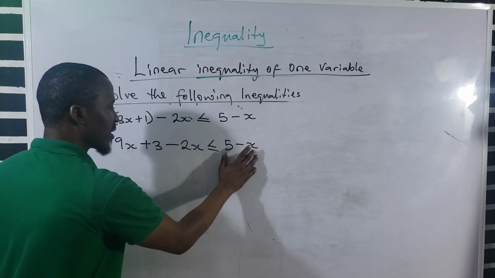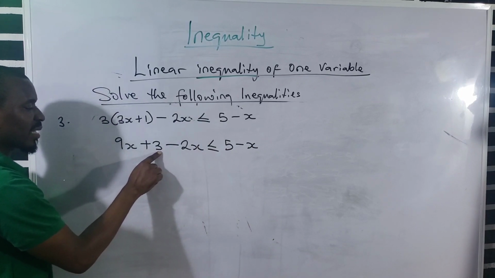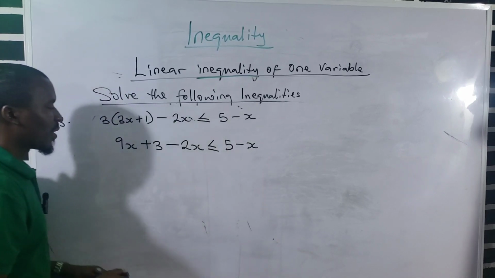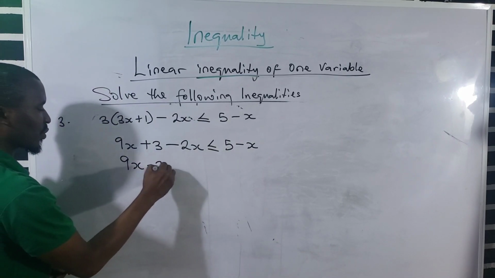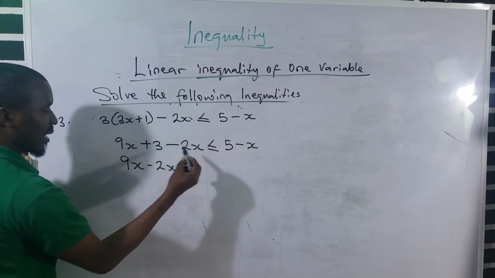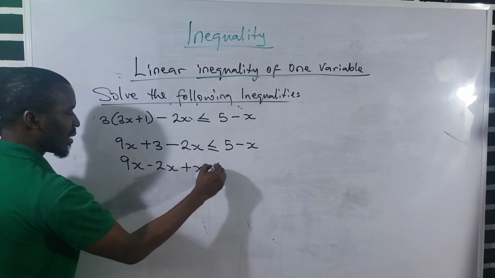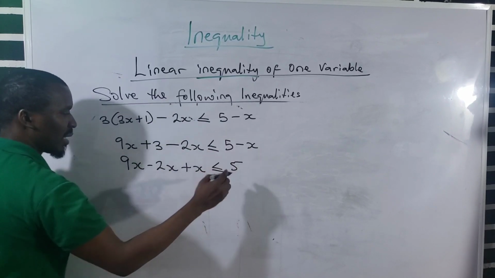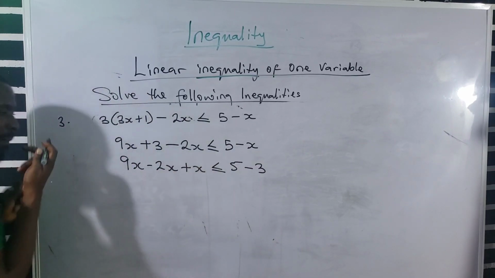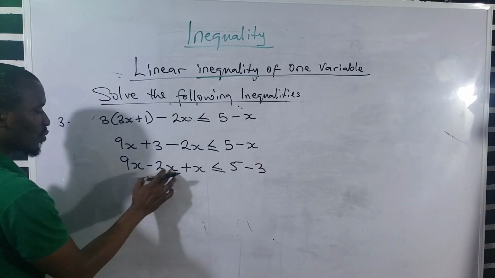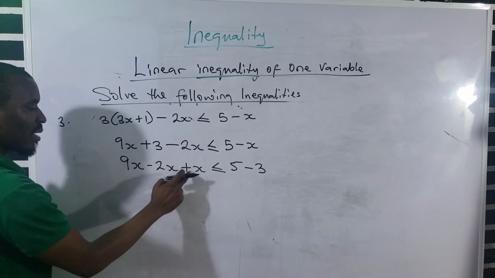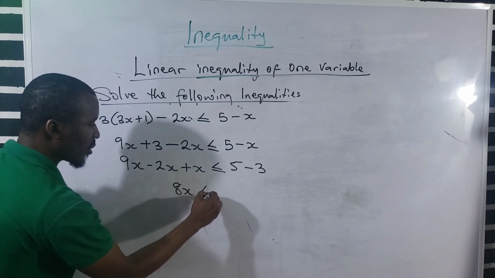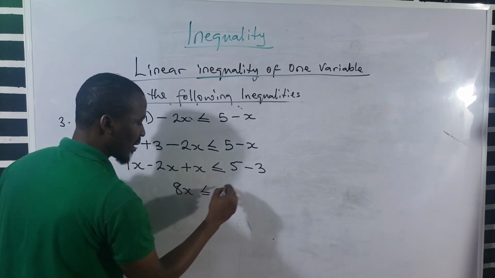So I need to bring this -x over here. Then I have a constant here, which is plus 3. This plus 3 needs to move over there. So that will give us 9x - 2x. When this one crosses over here, it becomes plus x, ≤ 5. Plus 3 is going to cross over there to give us -3. 9x - 2x will give us 7x, plus x, you have 8x, ≤ 5 - 3 will give us 2.